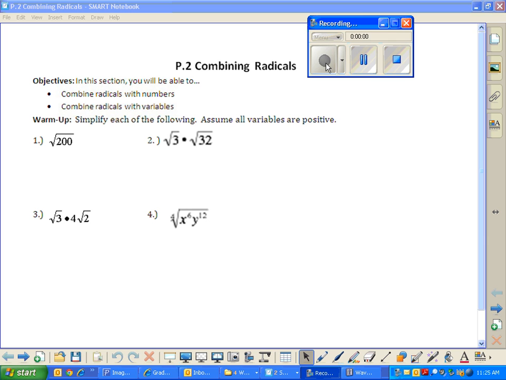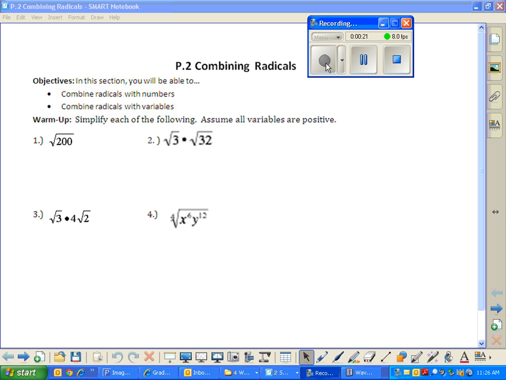Right now, while I'm walking around and checking off your simplifying radicals worksheet, you're just going to take a few quick moments to respond to those 4 questions. Hopefully they go well. If they don't go so well, we'll take some time to go over them in pretty good detail, that way you're ready for what we have to study today.